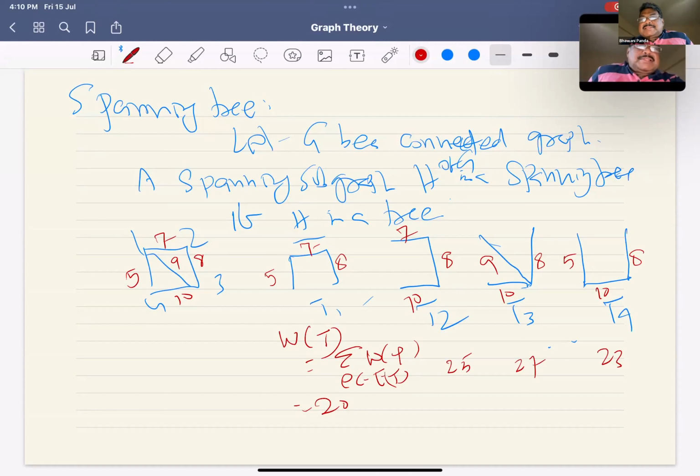So do you have more than this or less? You have one more. For example, something like this. This is another graph, so this is a spanning tree. What are the weights of this spanning tree? 7, 9, and 10. So this weight is 26. Right? So you have got many spanning trees. Now the problem is to find a spanning tree of minimum weight.